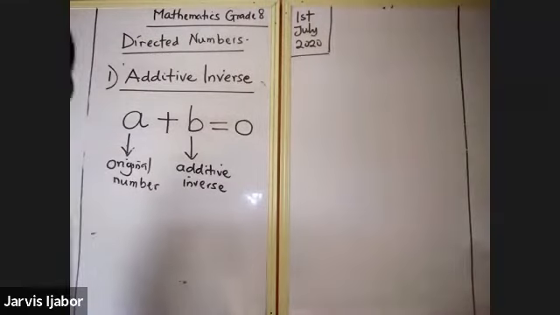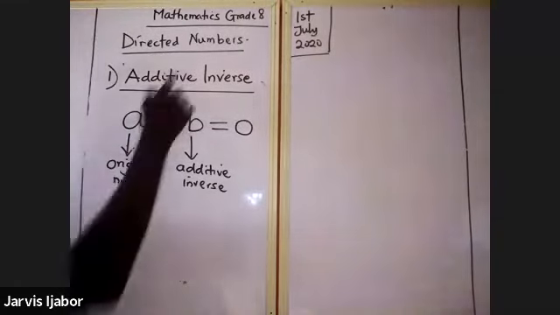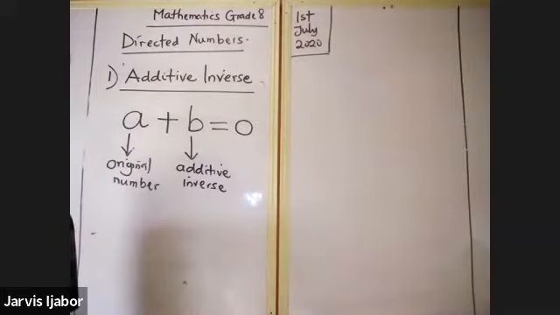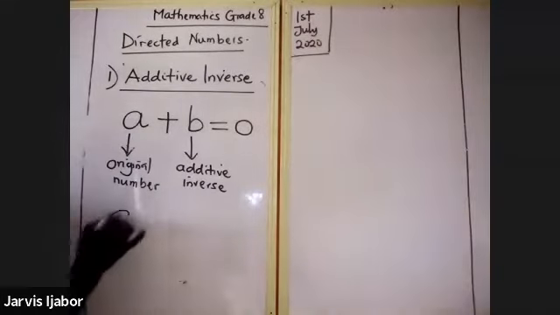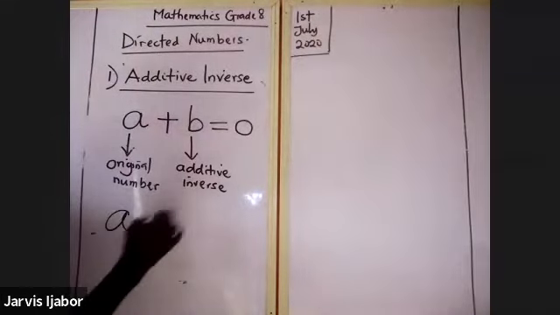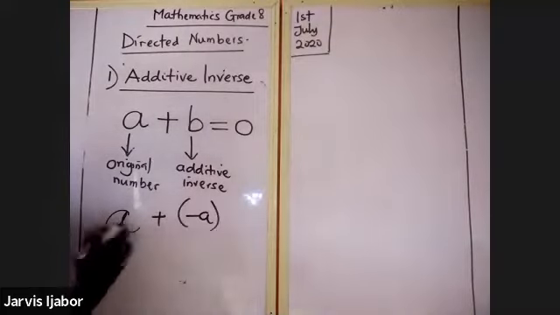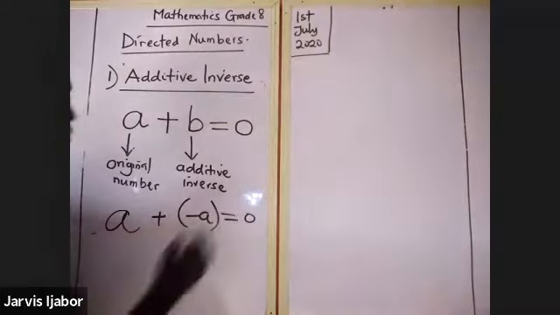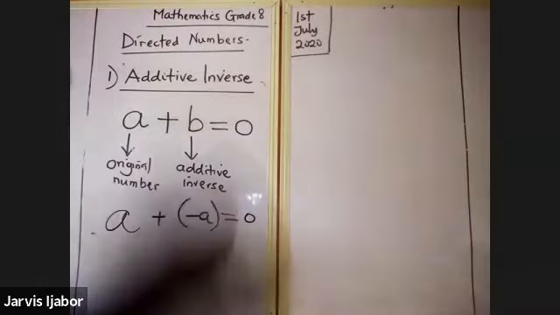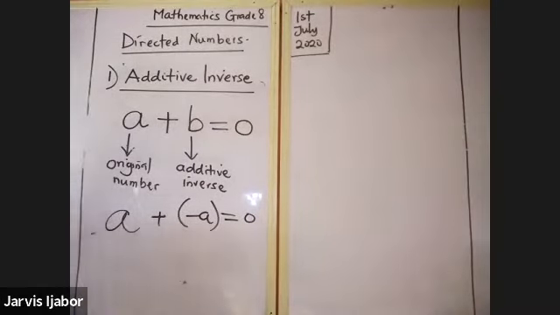Mathematically, we say that the additive inverse is the negative of that number. So if I have A, the additive inverse will be minus A, such that when I add A to minus A, I will get 0. That's algebra. Let's use simpler terms now.